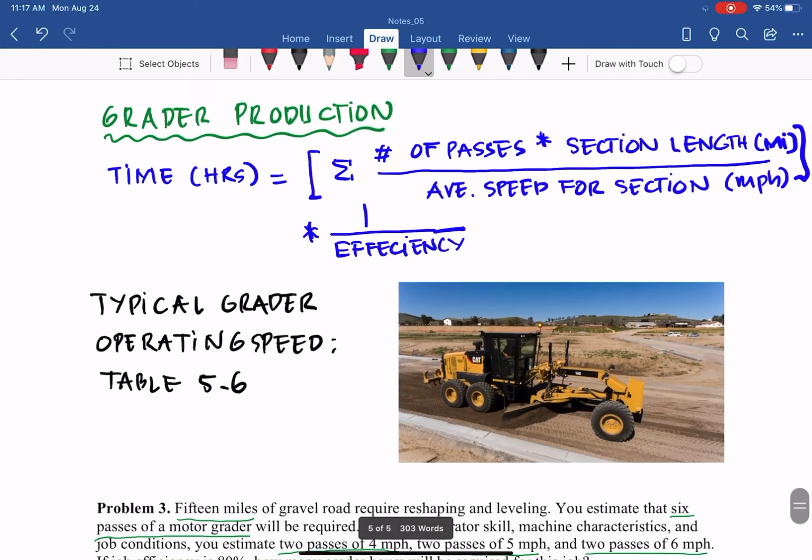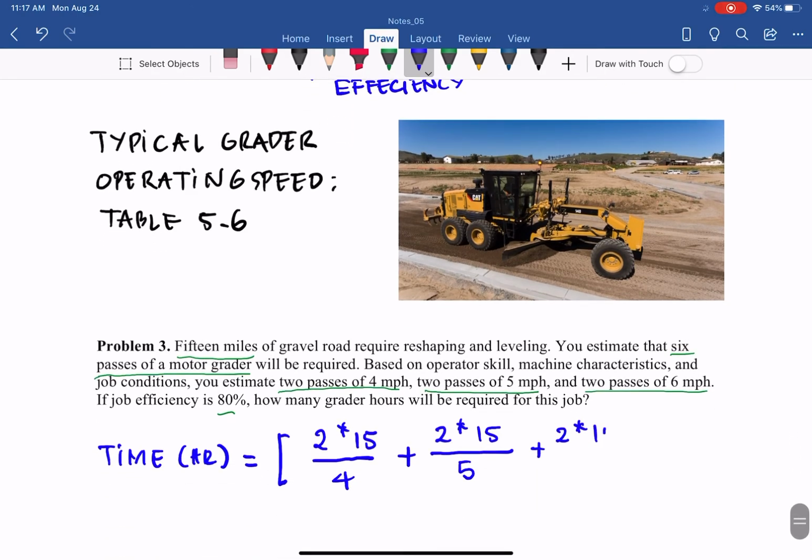times the section length, which is distance, and you can see time equals distance divided by velocity, the speed, which is basically 6. Because we have 2 passes at 4 miles per hour, 2 passes at 5 miles per hour, and 2 passes at 6 miles per hour, that is the total time needed to do the work.